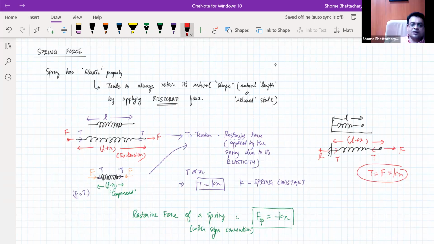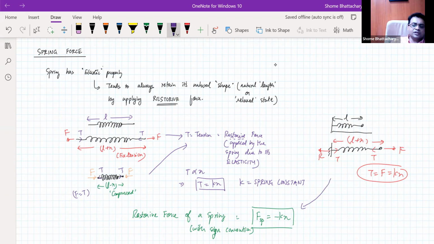Yeah, so similarly, to compress the length by x, I'll have to apply a pushing force from this side, and on the other side the wall will automatically apply a pushing reaction force, and that will balance the restorative force or the internal tension of the spring. That is why, when we write it with sign convention, we write it as minus kx, to show that whatever is the direction of x, the force acts opposite to it.